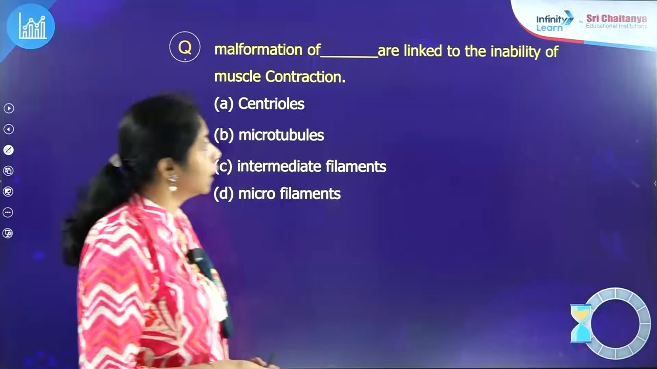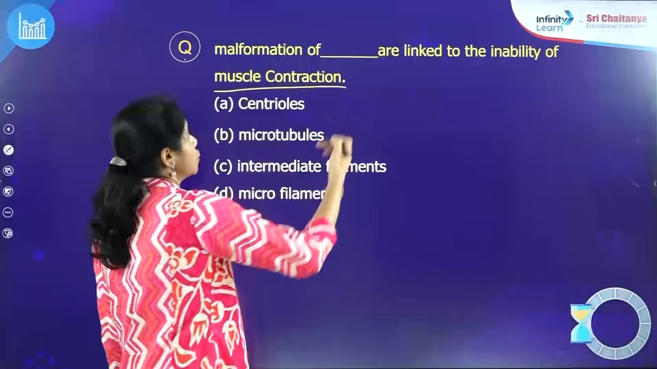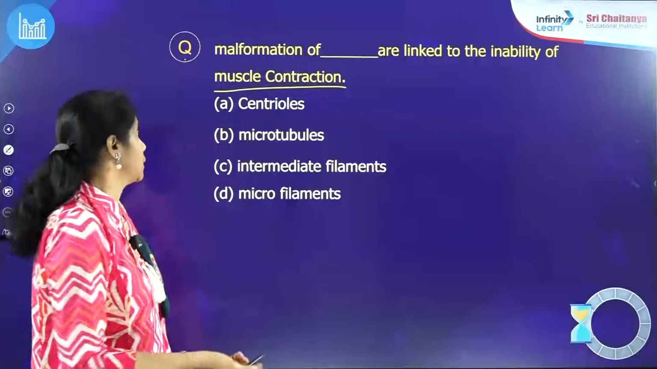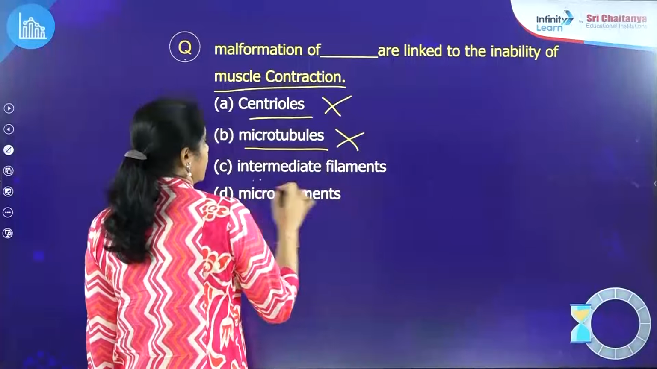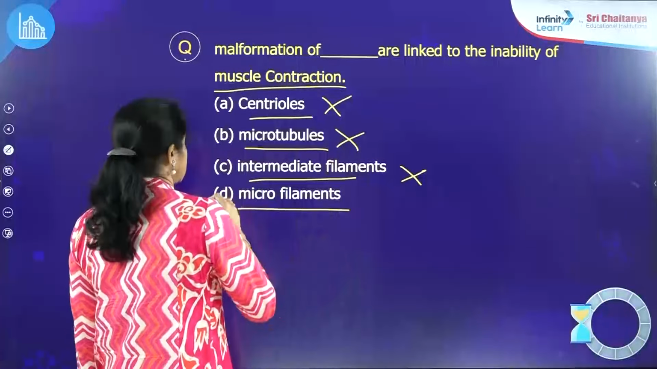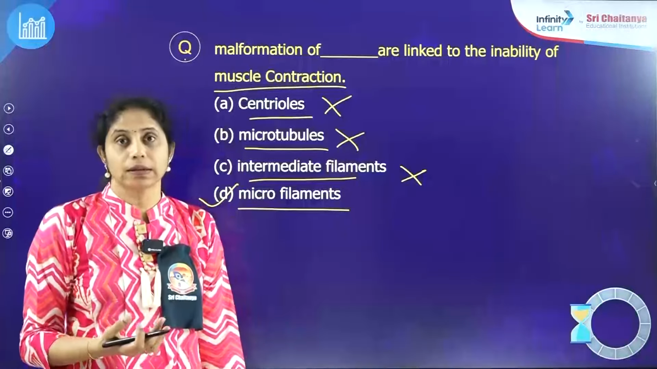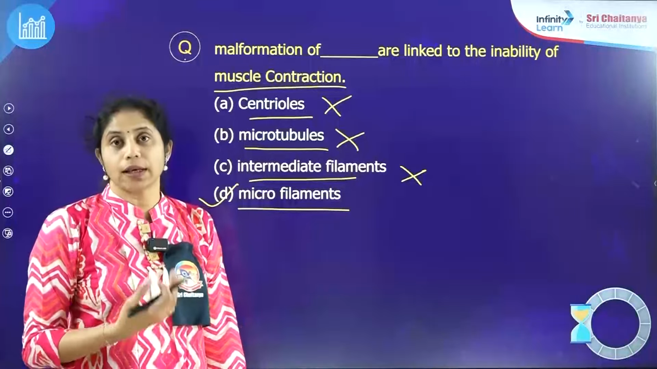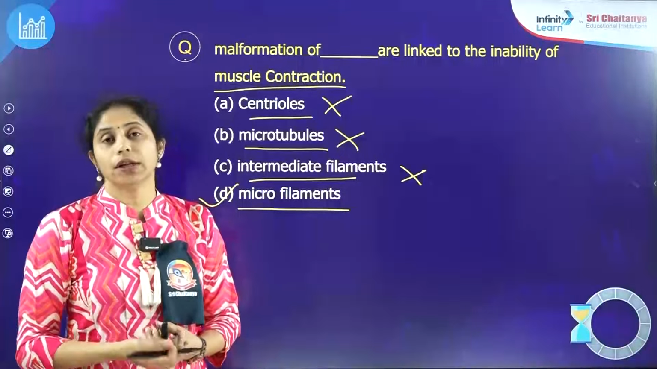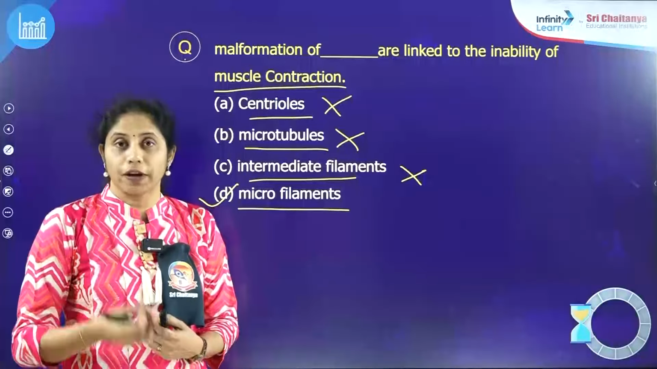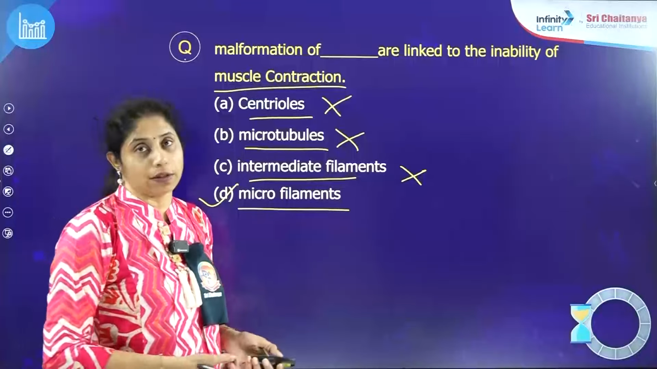Malformation of these is linked to the inability of muscle contraction. You know that muscle contraction is one of the functions of the microfilaments. Centrioles, no. Microtubules, no. Intermediate filaments, no. Microfilaments, yes, because they are the ones present in the muscles, and that is why they are called myofilaments, and they help in muscle contraction. If these are malformed, then the contraction of the muscles will be affected. So, for this the answer will be microfilaments.